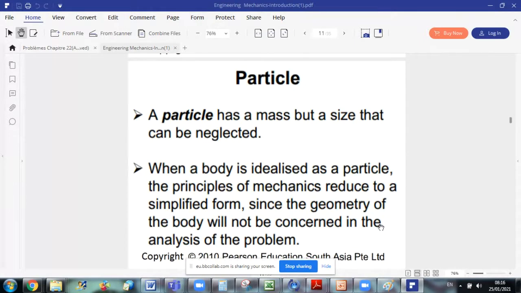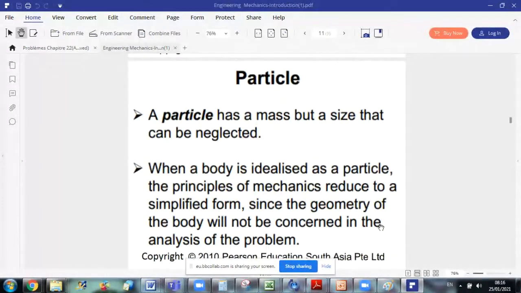Now, first we will deal with particles in this course, okay? And then we will deal with rigid bodies. So a particle is defined as a mass which has a negligible volume. Okay, so the size is neglected, but of course we cannot neglect the mass. Now, when a body is treated as a particle, the principles of mechanics reduce to a simplified form, since the geometry of the body will not be concerned in the analysis of the problem.